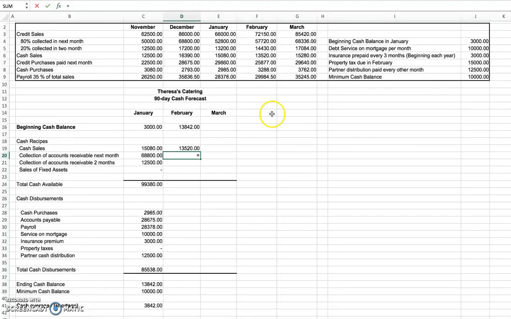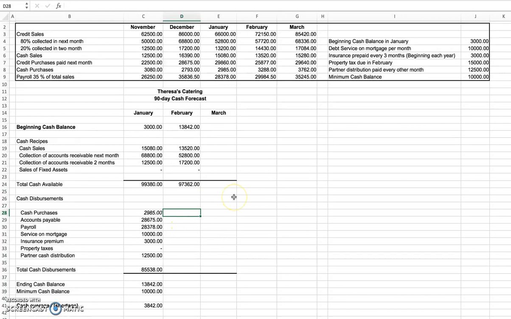Again, we're going to take a look at the amount of cash that we're actually going to get from our previous credit sales. In this case, we're going to take a look at our January credit sales of $52,800. And we actually want to take a look at our December. 20% of December is going to now materialize in February. Okay. And again, we don't have any sales of fixed assets. We're simply going to add these values up, and we now know this is the amount of money that's going to be coming in, or inflow, for February.